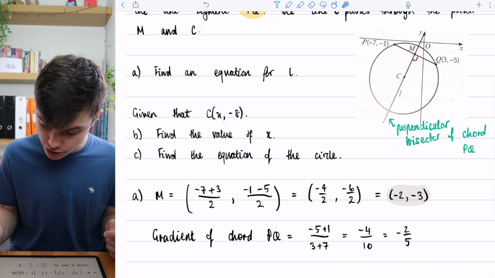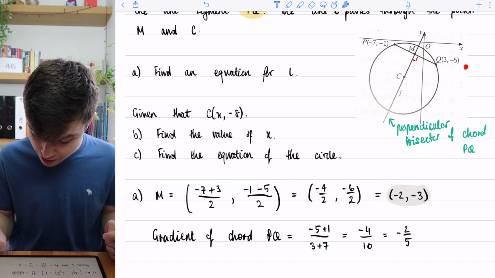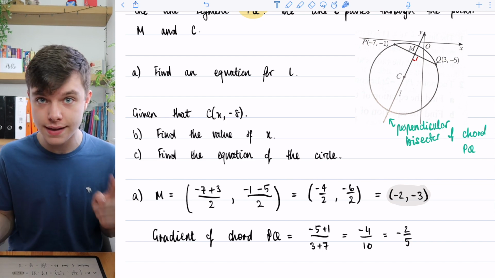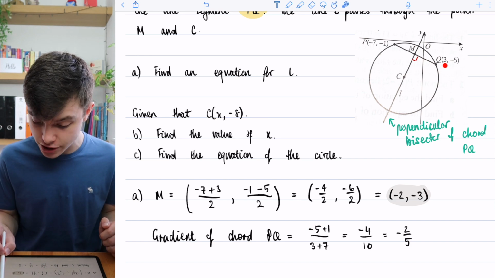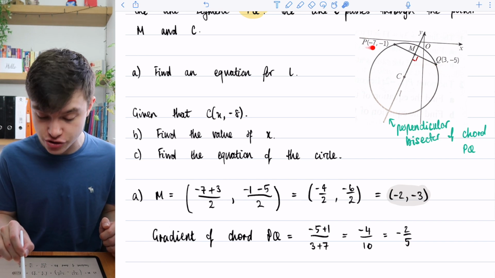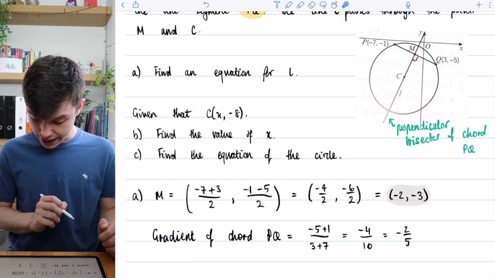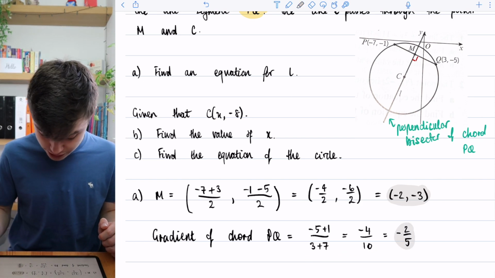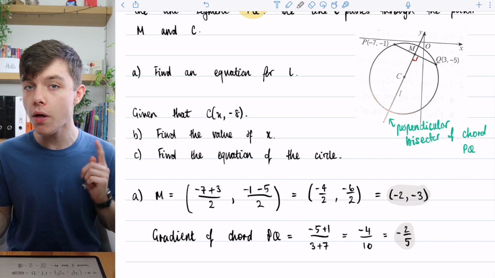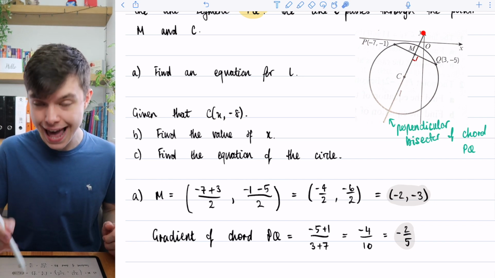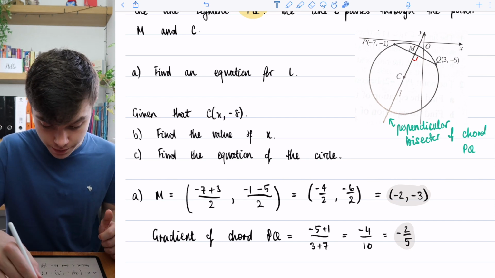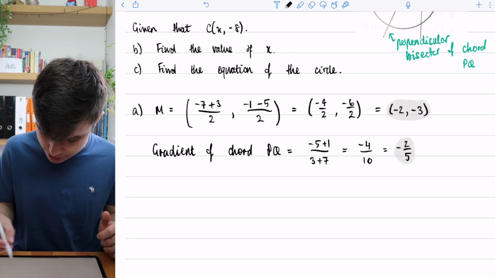So again, what did I do here? I did -5 -1, that's where the plus came from, -5 plus 1, and then divided by the change in x, 3 plus 7. Okay, so we get that. So this is the gradient of the chord. We don't want the gradient of the chord now, we want the gradient of this line L, the perpendicular bisector. So we can just take the negative reciprocal.